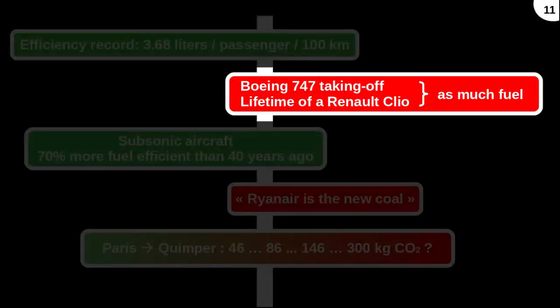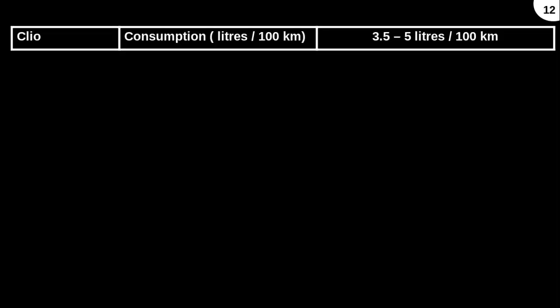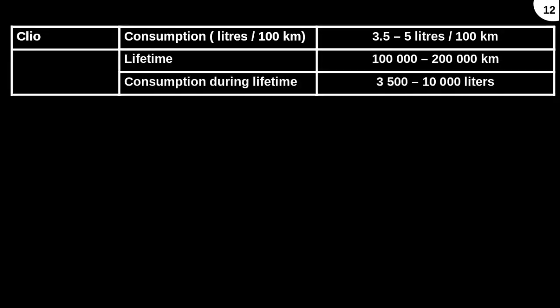Now let's come back to one of the statements from slide 4. A Boeing 747 taking off consumes as much fuel as a Clio, a small car, during its entire lifetime. Let's find out if that's true or false. The fuel consumption of the car ranges from 3.5 to 5 or more liters per 100 kilometers. Its lifetime is at least 100,000 kilometers, it could be 200,000 kilometers or even more. So its lifetime fuel consumption can vary from 3,500 liters to more than 10,000 liters.